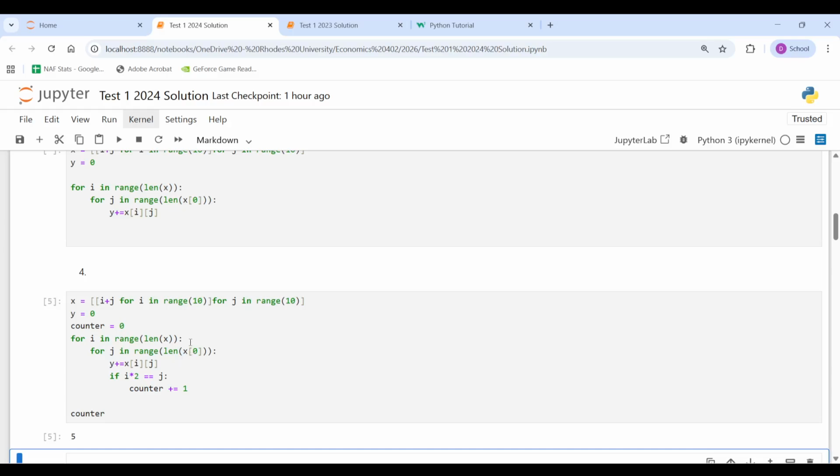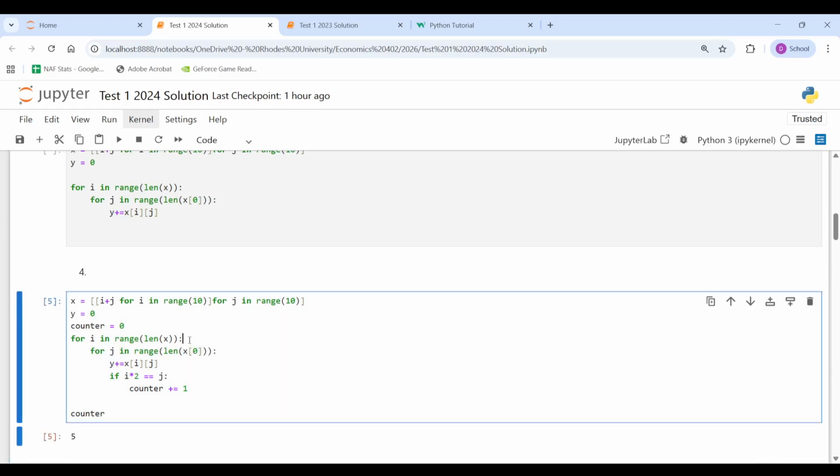Right? So that's going to happen when I is 0, when I is 1, when I is 2, when I is 3, and when I is 4. As soon as I goes to 5, it becomes 10, which is beyond the scope of j. Right?